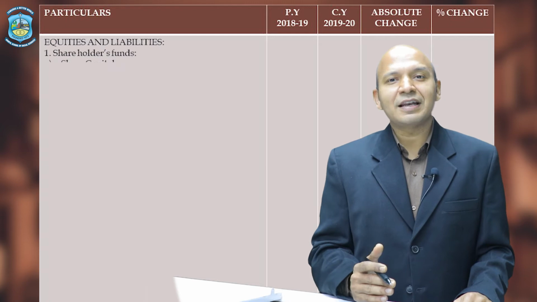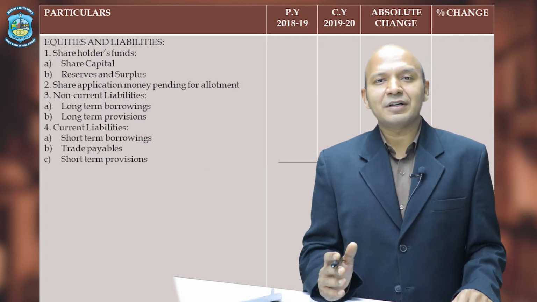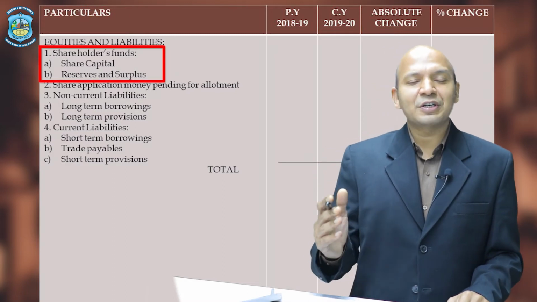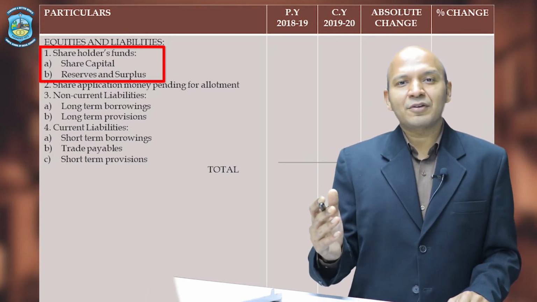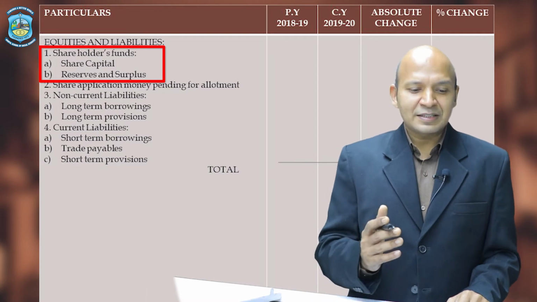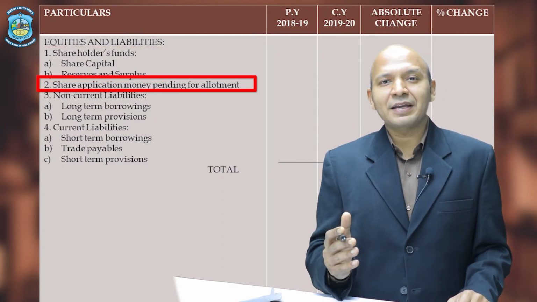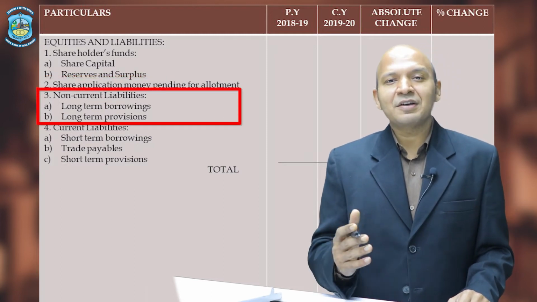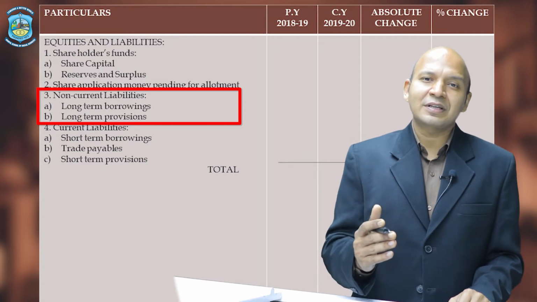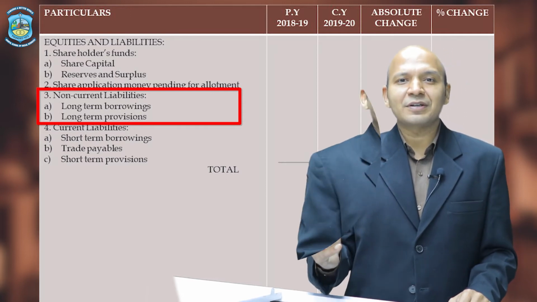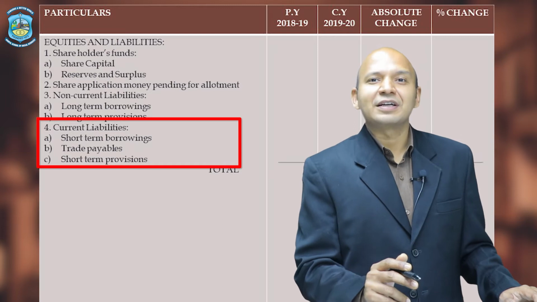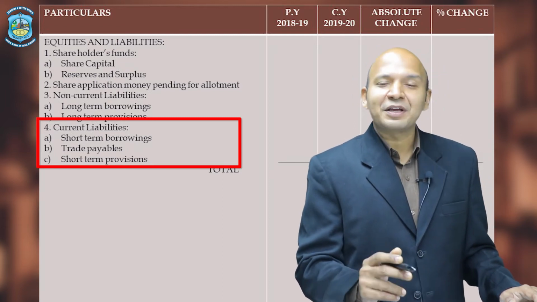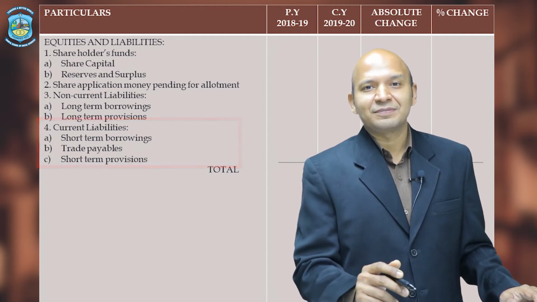I'll start with the equities and liabilities. Under this, the first point is shareholders fund, which includes share capital and reserves and surplus. Second point is share application money pending for allotment. Third point, non-current liabilities, which includes long-term borrowings as well as long-term provisions. Fourth point includes the current liabilities. In current liabilities, we have short-term borrowings, trade payables, and short-term provisions.